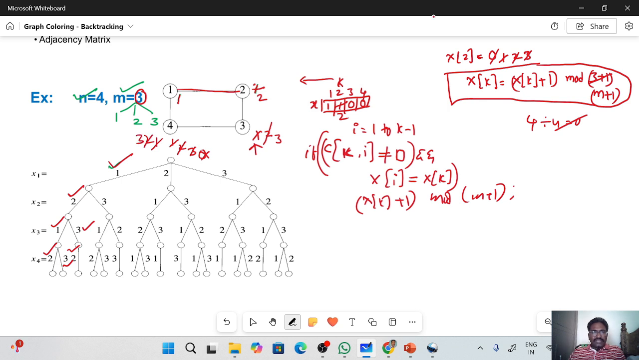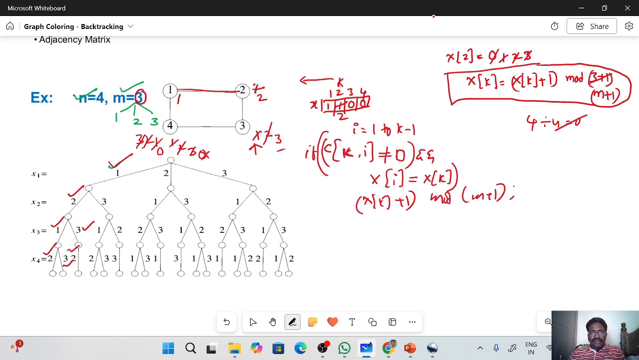So then I go with a 3. 3 is possible? No. 3 is adjacent. 4 to 3 is adjacent. What is the 3 color? 3. What is the 4 color? 3. Not possible. Then increment, which becomes 0. All colors verified. So then I take the backtrack here.